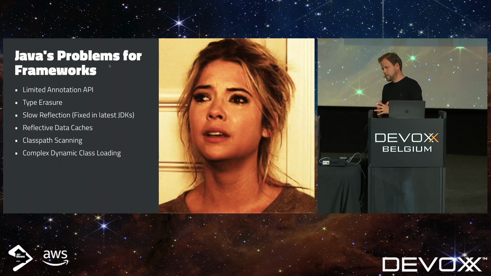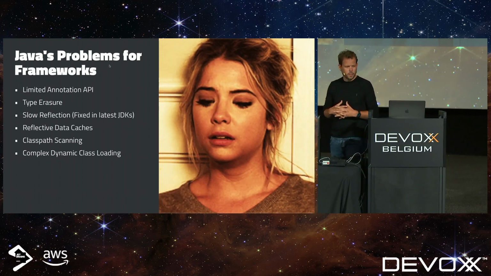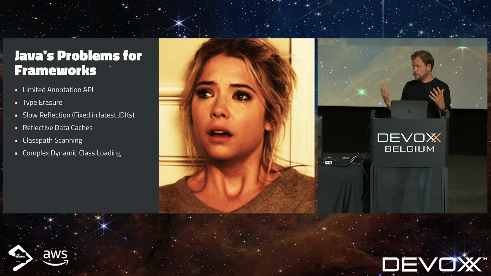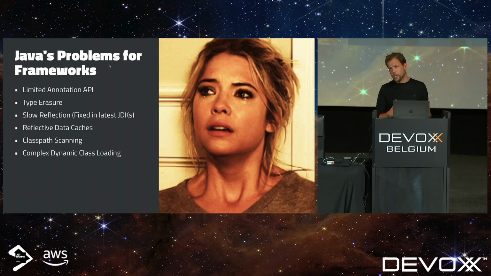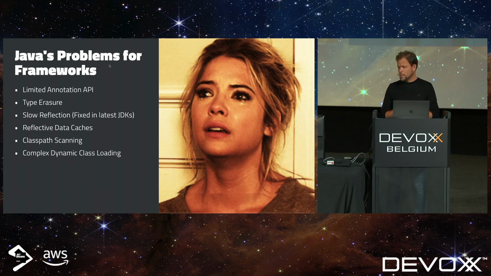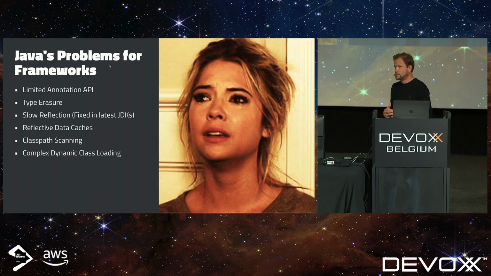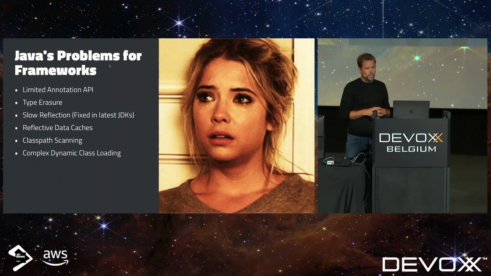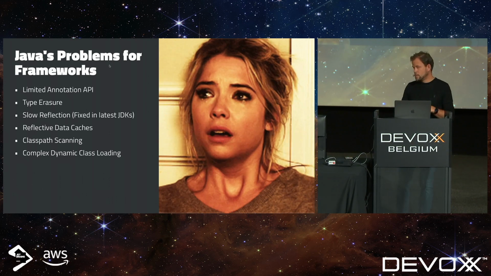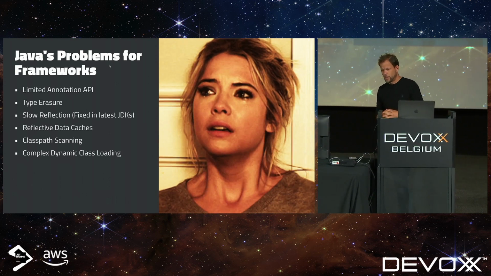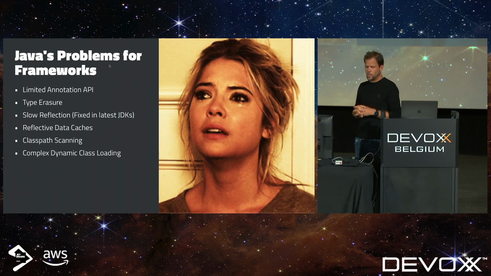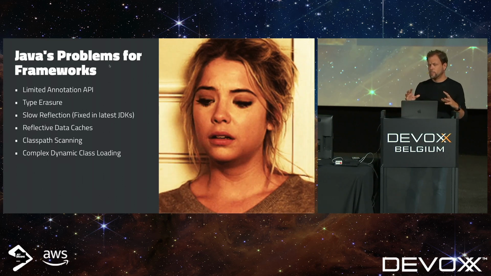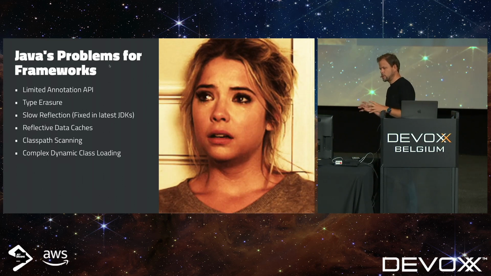The annotation API in Java was fairly limited in that it lets you define annotations, but not how to scan them, not how to search them, not how to index them, not how to query them. In addition to that, generics came later in Java, and I have to deal with things like type erasure at runtime. Reflection historically has been a problem, especially for memory pressure in larger applications, where you have to read all the reflection information for all the types that represent user code in a framework.